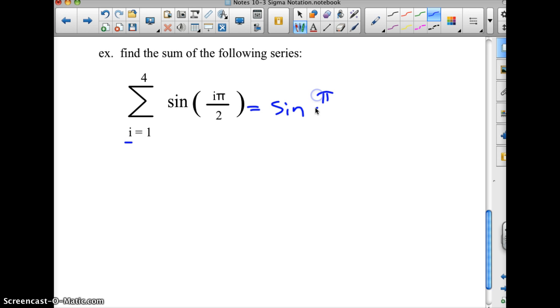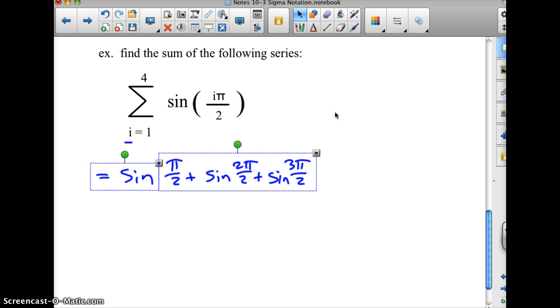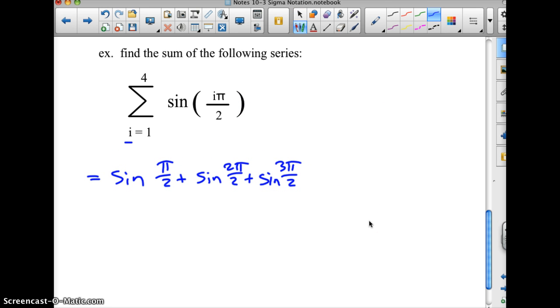So it's going to be sine of pi over 2 plus sine of 2 pi over 2 plus sine of 3 pi over 2. You know what? Maybe I should take this and put it down here where I'm going to have room to put it all in. That's a little neater, I think. Plus sine of 4 pi over 2. There we go. And now we simplify some of these, right? This is just going to be the sine of pi. This one is the sine of 3 pi over 2. This one is the sine of 2 pi.